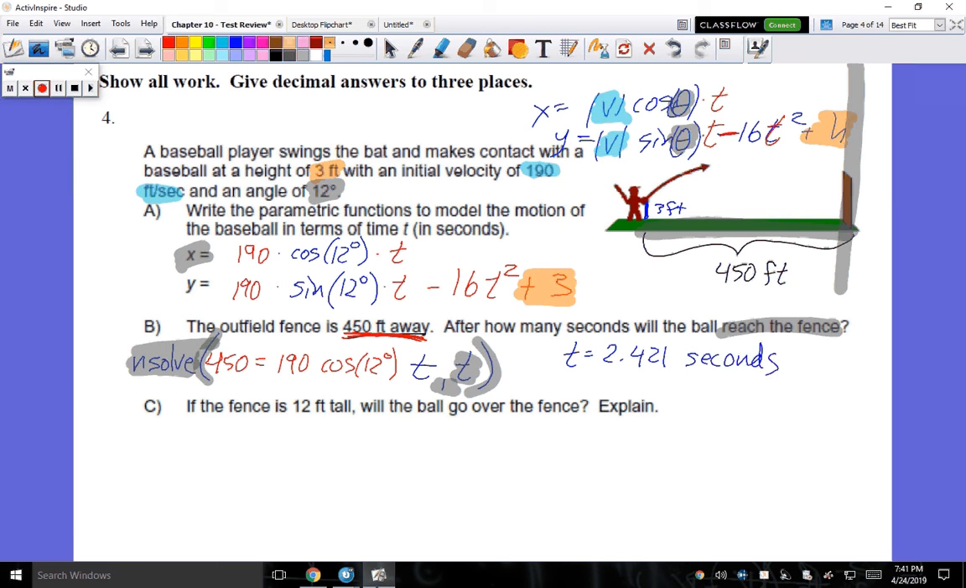And we just wanted to know how long it would take to reach that point. So on the test, most likely you're going to have 3 decimal places. So that's where we're going to put 2.421. Now let's go to C.